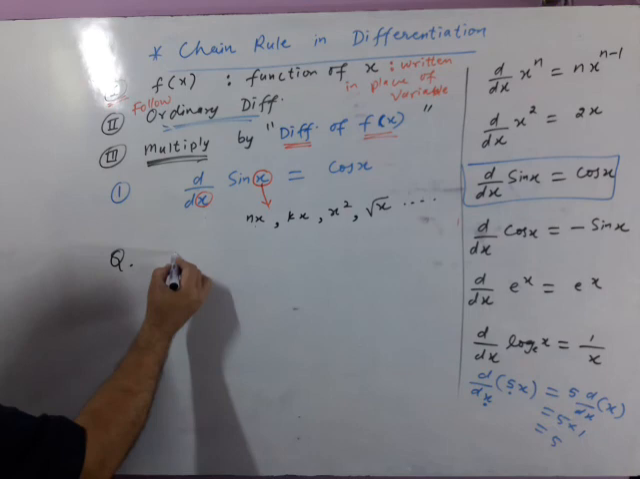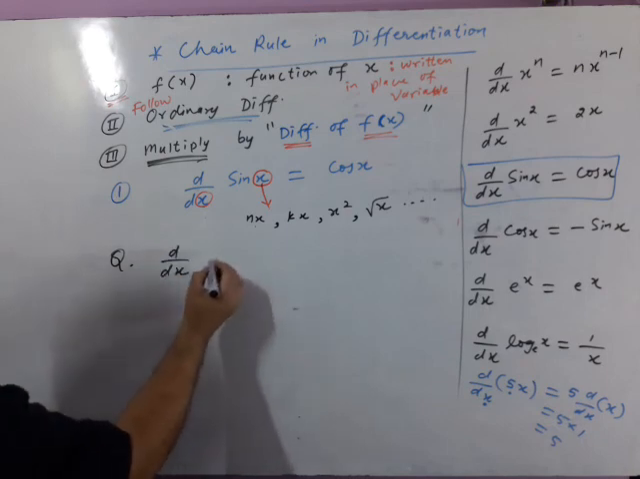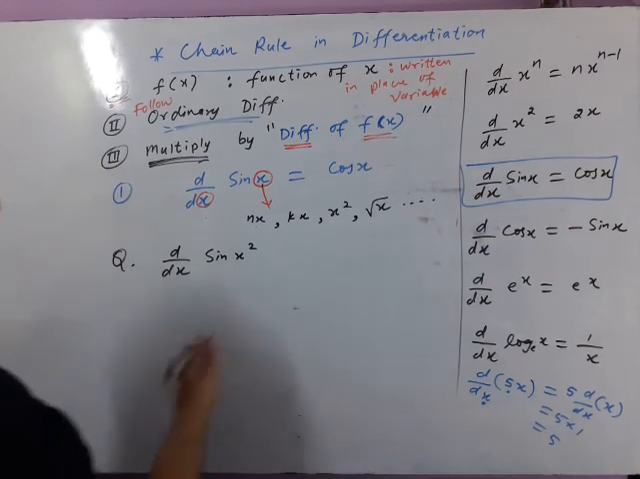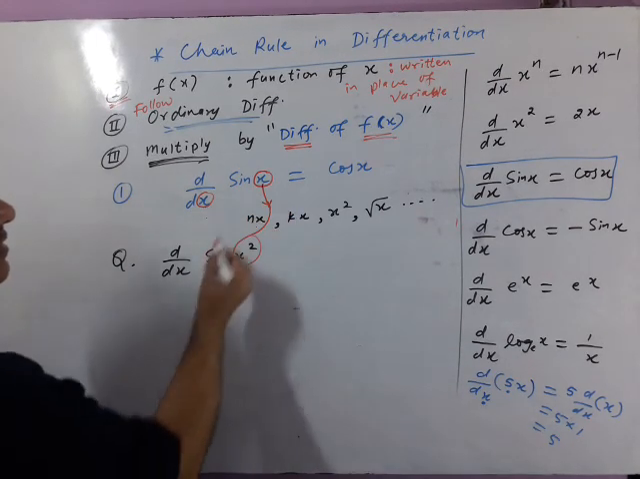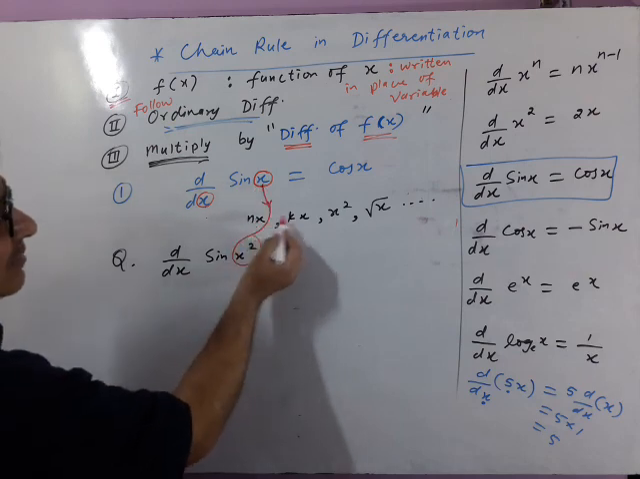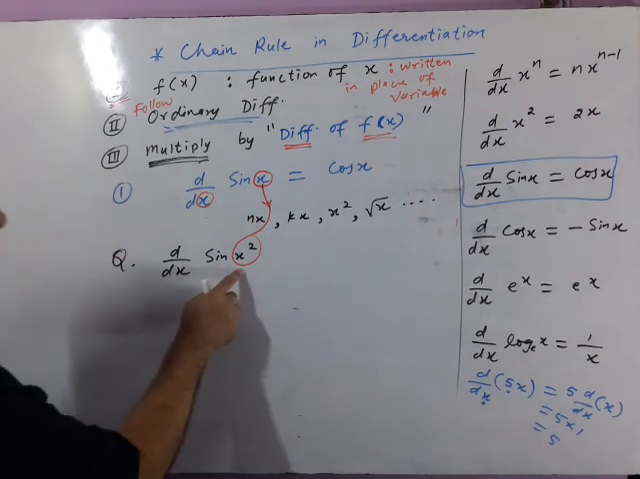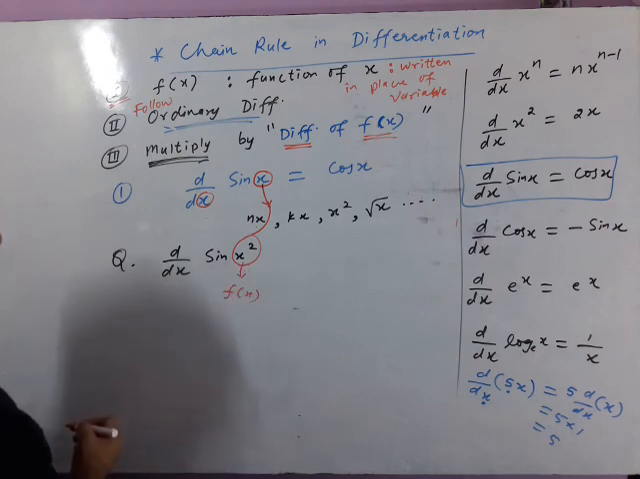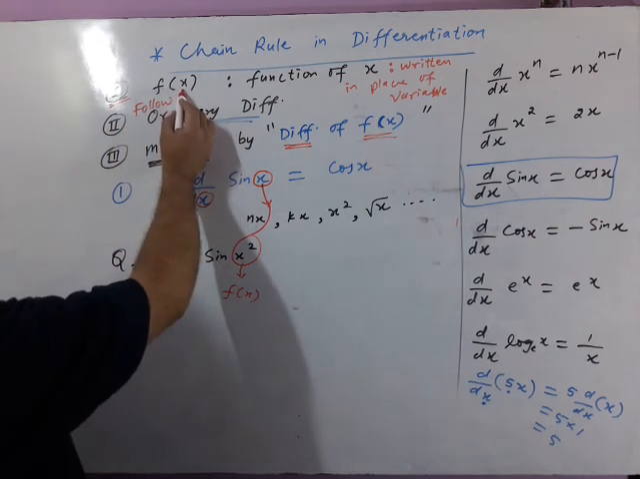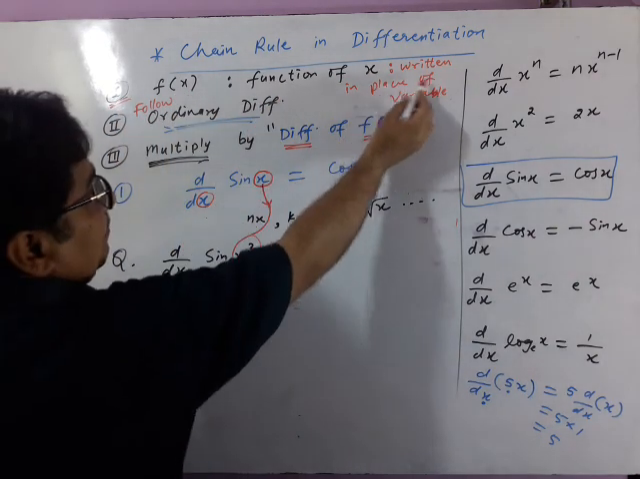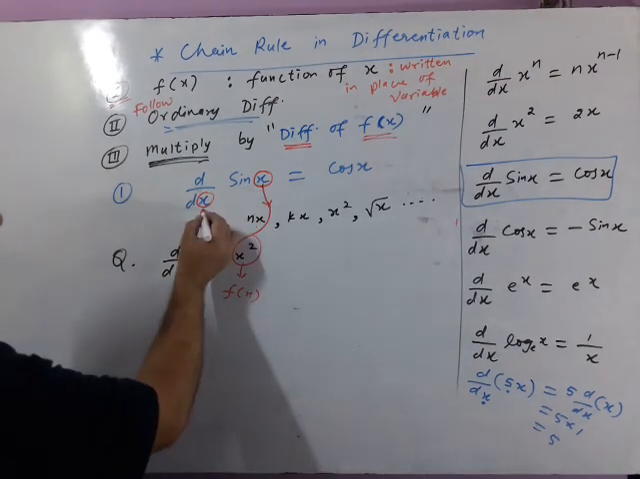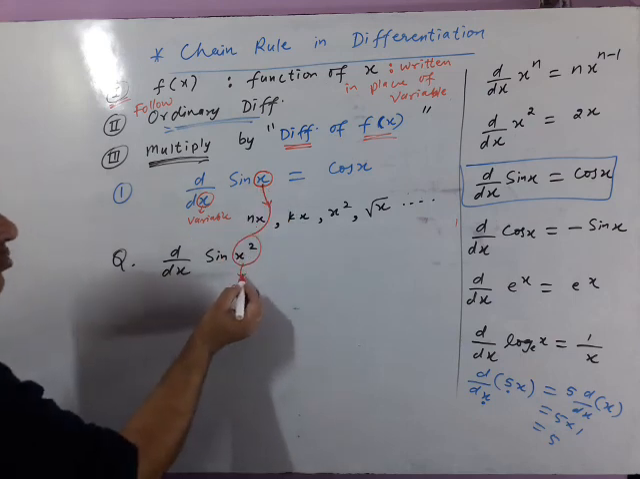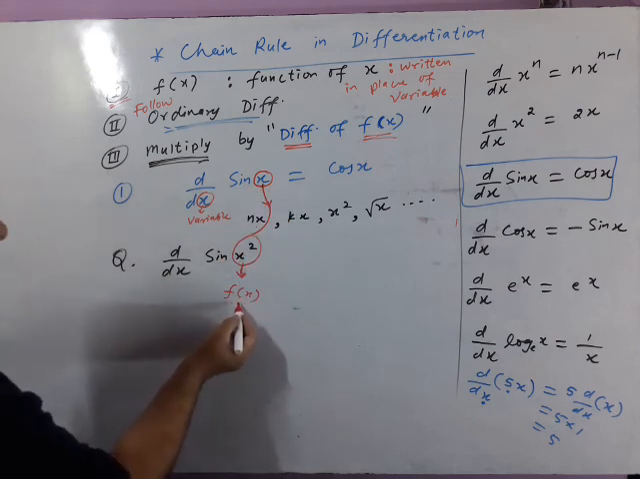See another question. dy dx of sin x square. So compare this x with this. What is written in place of x? Either this or that, anything may be written. Now what are we writing? x square. So x square is the function of x. Step number 1. Recognize the function of x, which is written in place of the variable. x is the variable, and in place of the variable x, x square is written. So x square is the function of x.